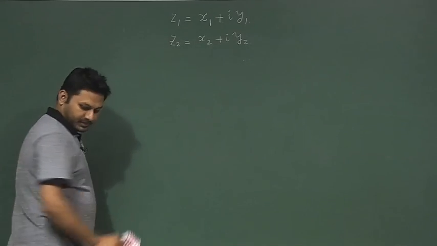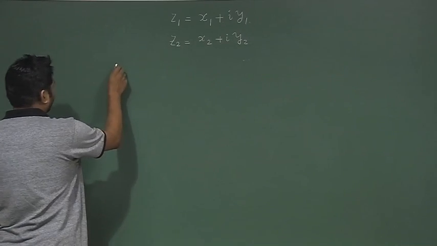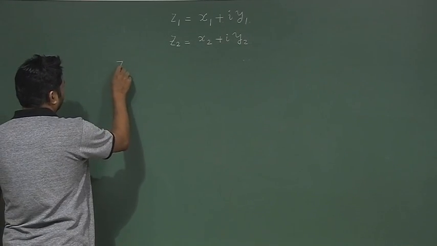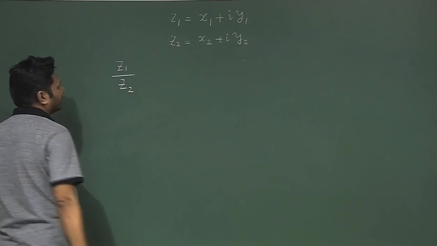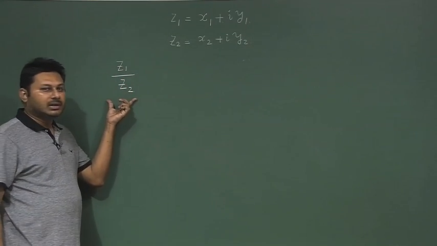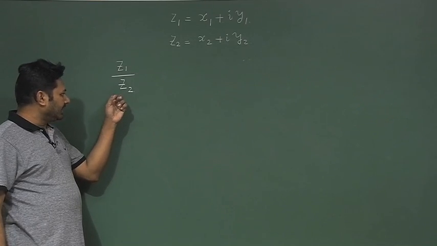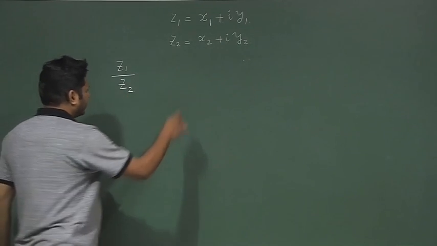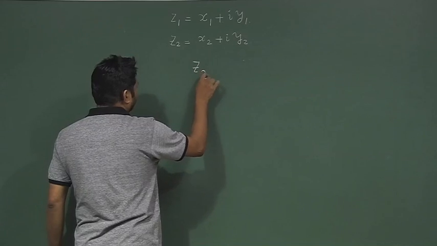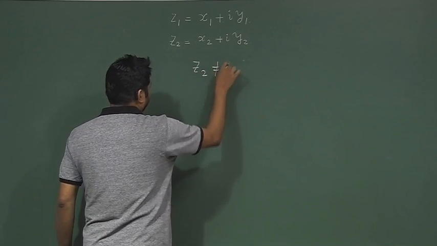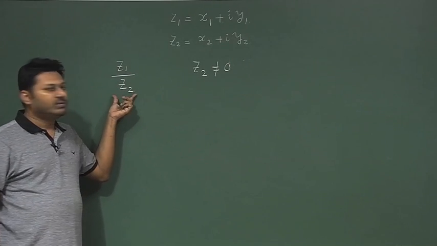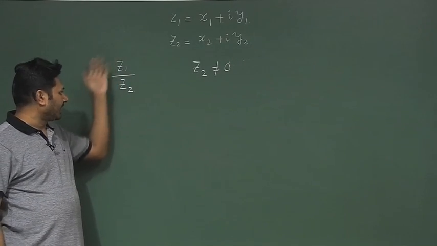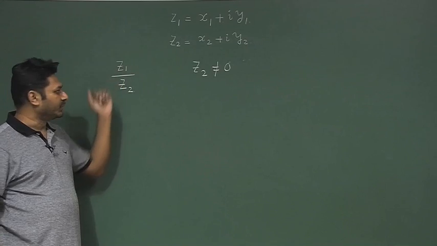Now, division is important. So, z1 by z2 is valid only when z2 is not equal to 0, because if it is 0 then we have some problem; we do not have any kind of solution for that, or we can't do these things.